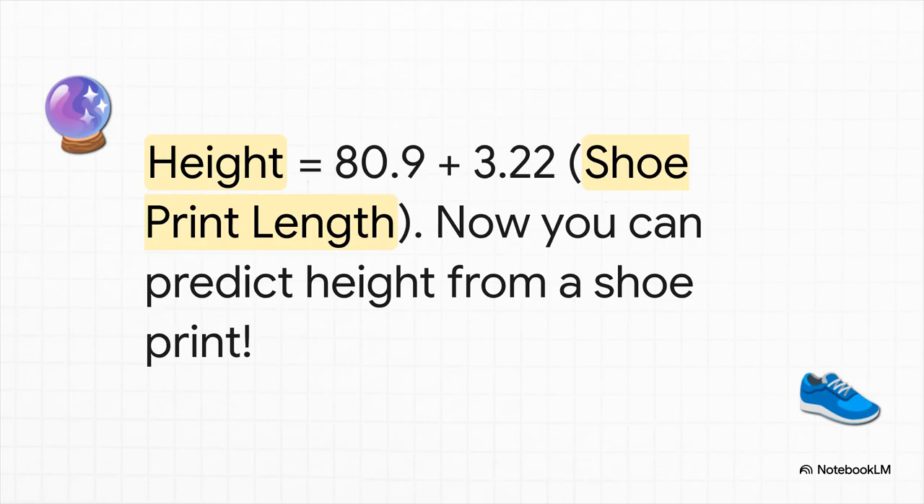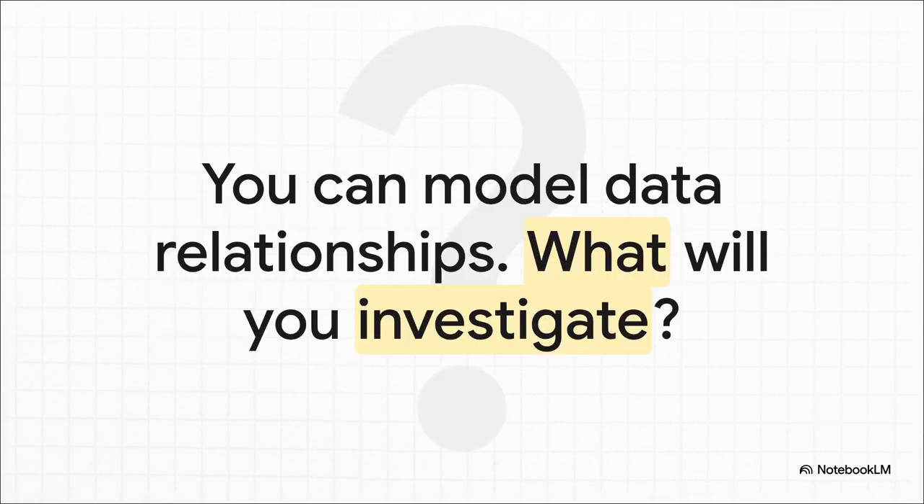And what that means is we've just built a prediction machine. A forensic investigator can find a footprint at a crime scene, measure its length, plug that number into our formula, and get a really solid prediction of the suspect's height. And really, that's the whole journey.